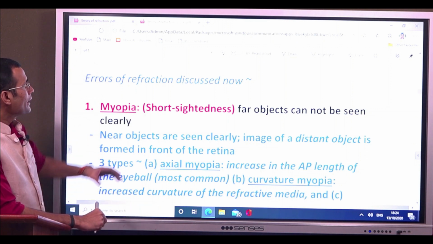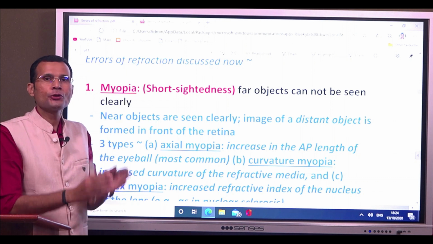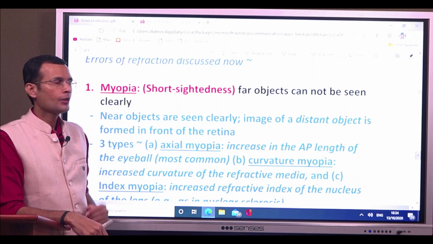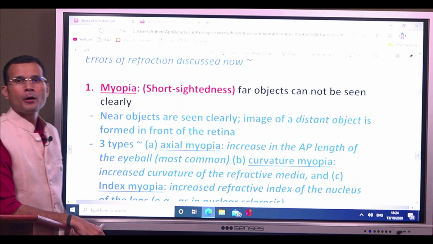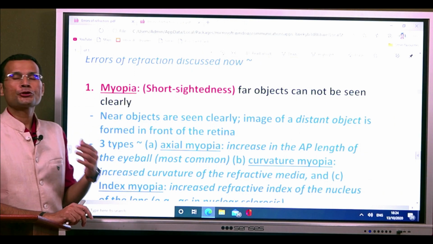Now, with that in mind, let's discuss the actual errors of refraction. First, myopia. Myopia is short-sightedness.